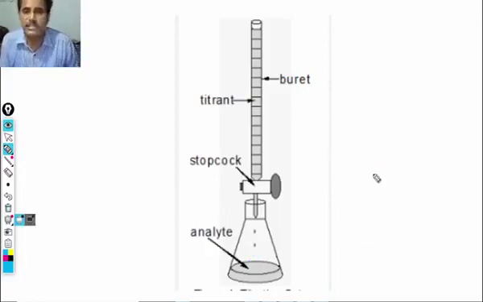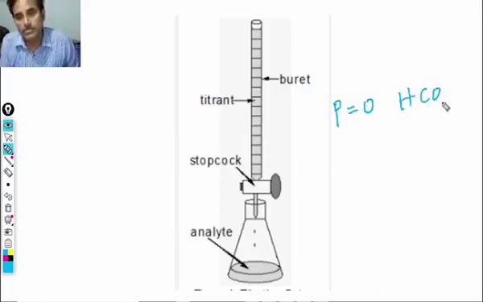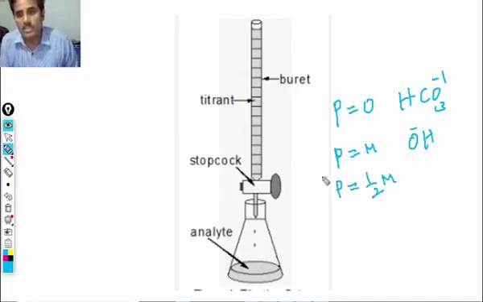Now the relations. Whenever the phenolphthalein alkalinity is 0, it indicates that bicarbonates are present, equal to the methyl orange alkalinity only. Whenever P equals methyl orange alkalinity, hydroxyl ions are present. When the phenolphthalein alkalinity is equal to half of the methyl orange alkalinity, carbonates may be present in the water sample.